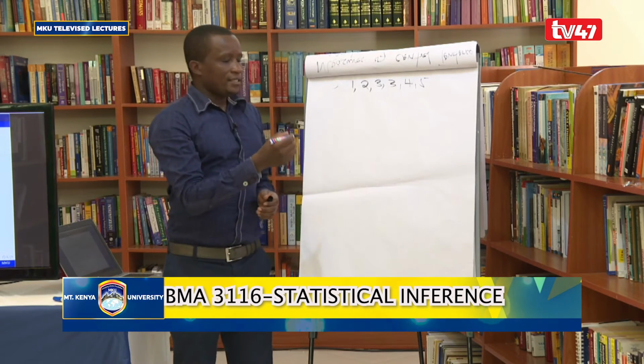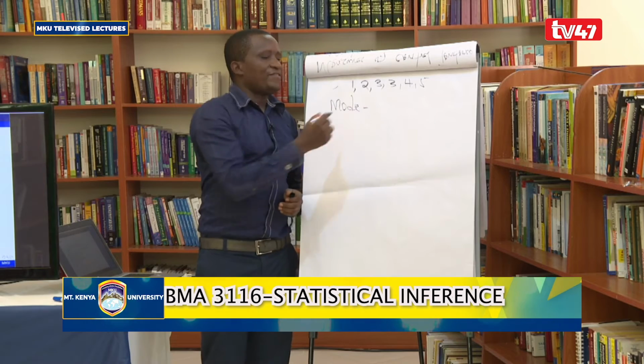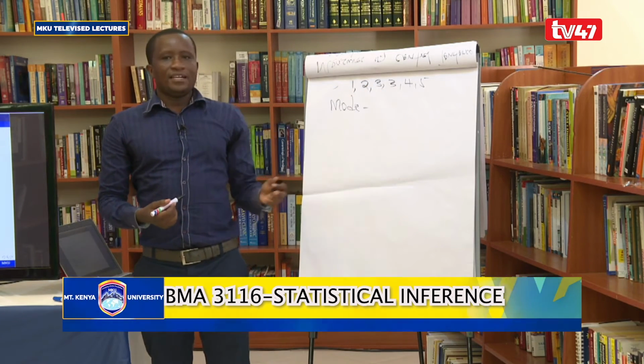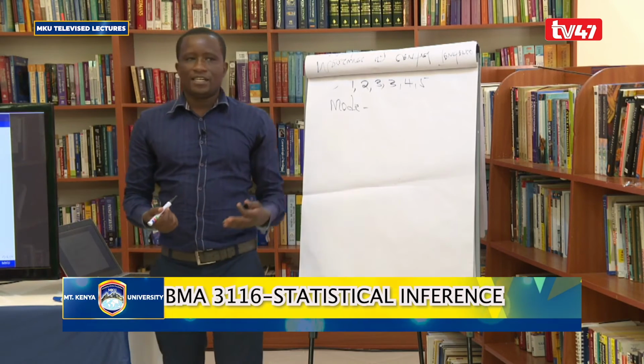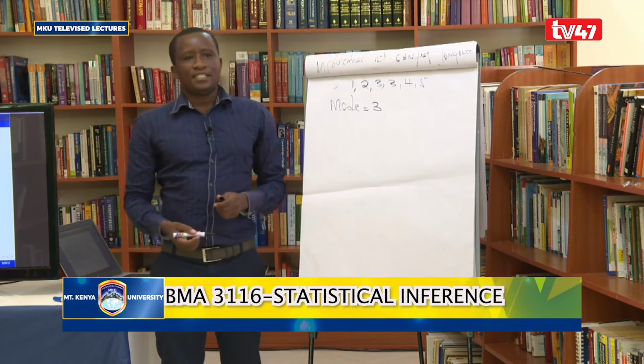1, 2, 3, 3, 4, 5, then the mode represents the value that occurs most. So if you look at this set, we only have one repeated digit, and that is 3. So 3 is the mode.